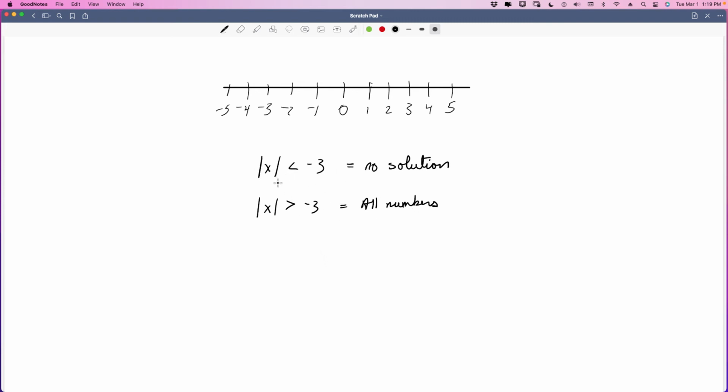If you see something like this, the absolute value is less than negative 3, it's no solution. The absolute value is greater than a negative number, the answer is all solutions. So either no solutions or all numbers. You could say all numbers or all solutions. Either one is true. Either one is accurate. I'm fine with either. All right. But if you type it into your system and you type in all solutions and it tells you it's wrong, try typing in all numbers and see if that doesn't solve that.